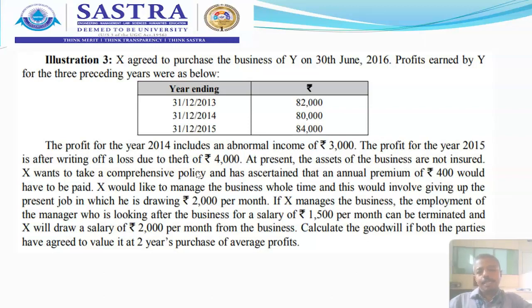Is there any other adjustment to be done for 2014, that is year 2? No. Year 2 does not have any adjustments other than this abnormal income.